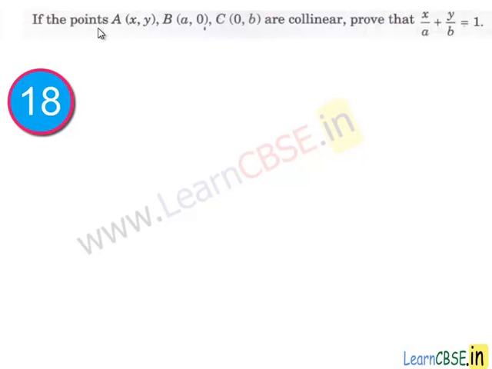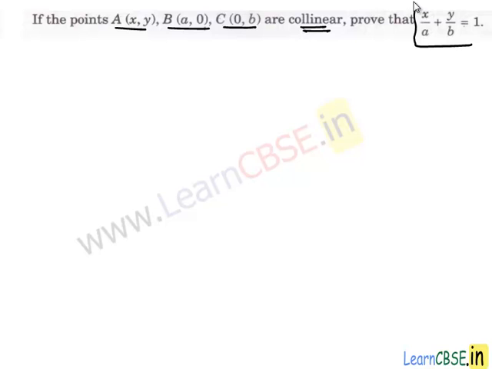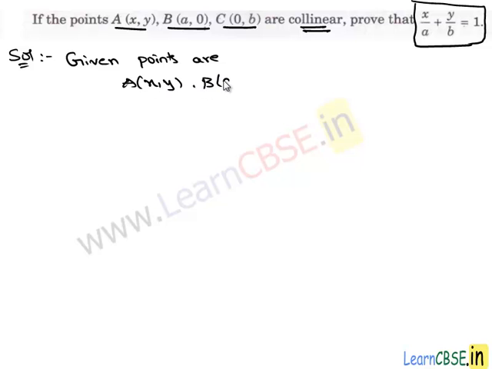In this question, we are given points A (x, y), B (a, 0), C (0, b), and they are collinear. We have to prove x upon a plus y upon b is equal to 1. So let's work out the problem. Given points are A (x, y), B (a, 0), and C (0, b). Here A, B, C are collinear.